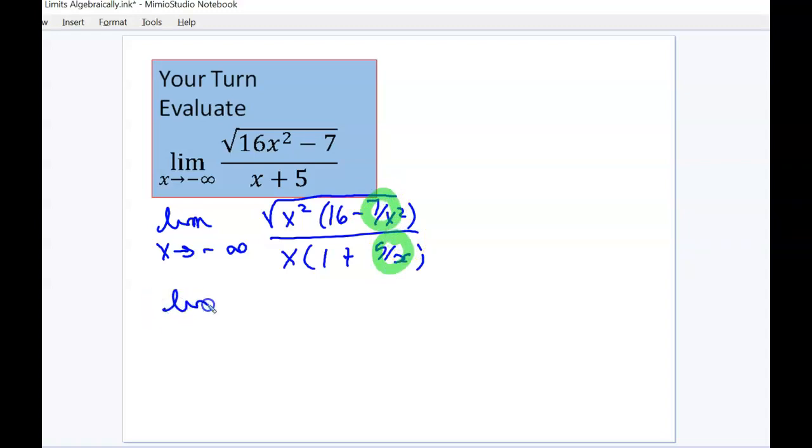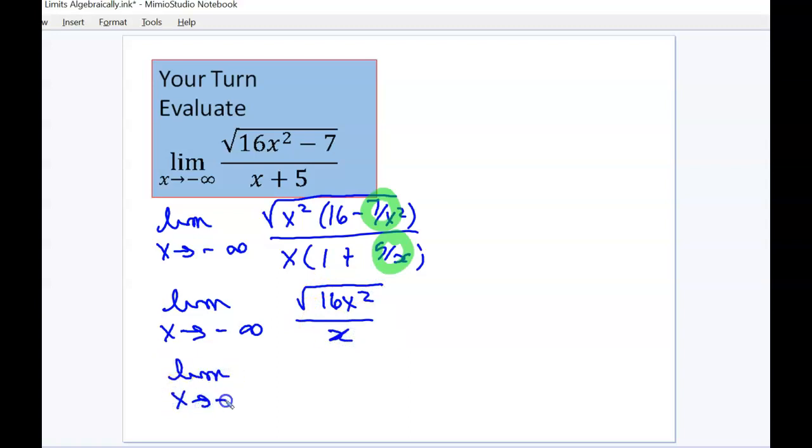So I'll be left with the limit as x goes to negative infinity of the square root of 16x squared over x, which is going to be the limit as x goes to negative infinity. The square root of 16 is 4. The square root of x squared is absolute x.